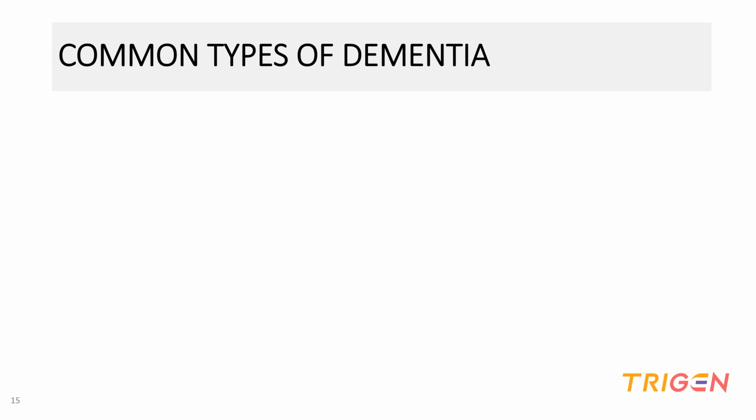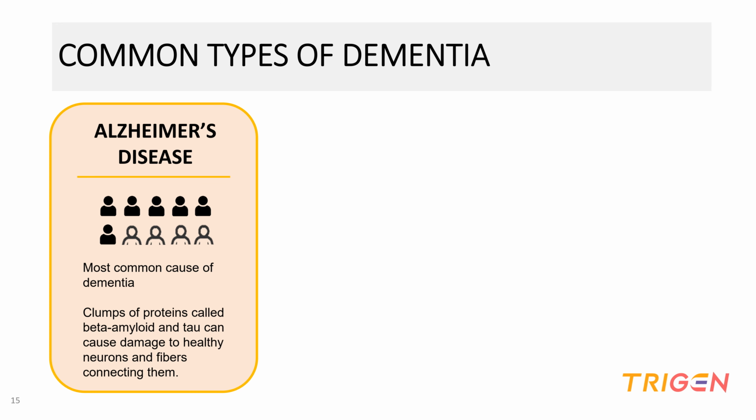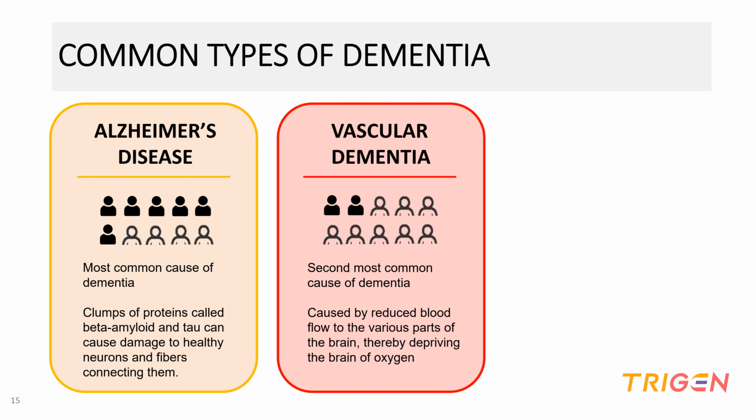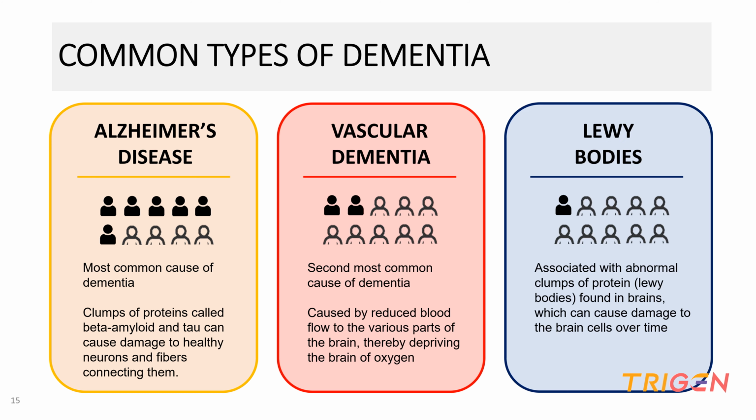Now, we will go through the common types of dementia. The most common cause of dementia is Alzheimer's disease. It has been shown that clumps of protein, called beta-amyloid and tau, can cause damage to healthy nerve cells and fibers connecting them. The second most common cause of dementia is vascular dementia. This is caused by reduced blood flow to various parts of the brain, thereby depriving the brain of oxygen and causing death of brain cells.